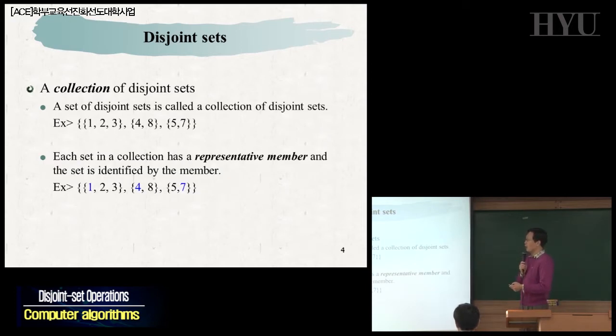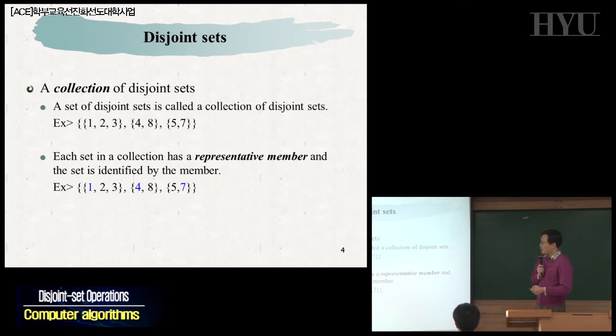We define a collection of disjoint sets. A collection of disjoint sets is a set of disjoint sets. For example, this set is a collection of disjoint sets. We use the term collection not to be confused with the term set. Basically, this is a set of sets, but to distinguish them, we use this term collection.